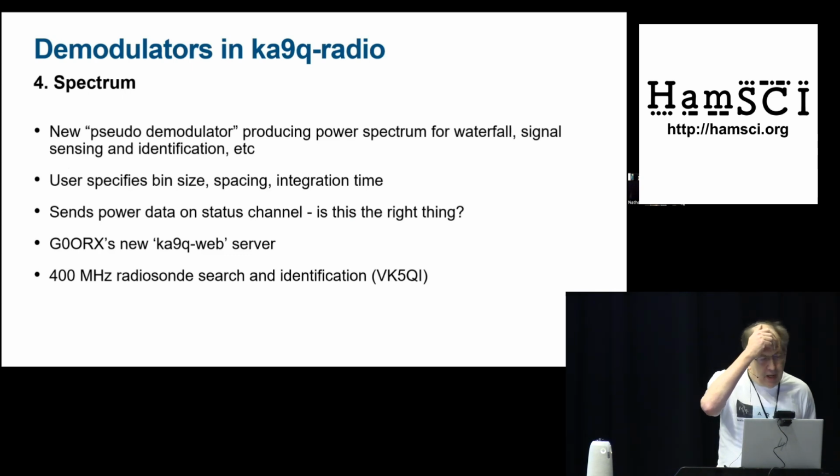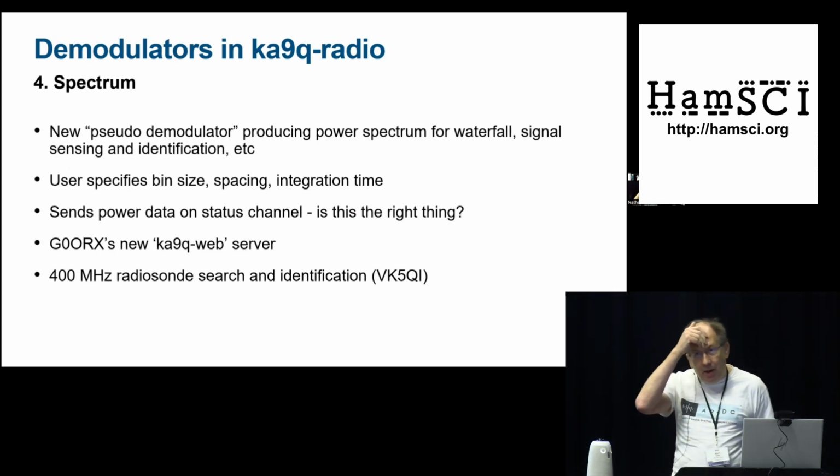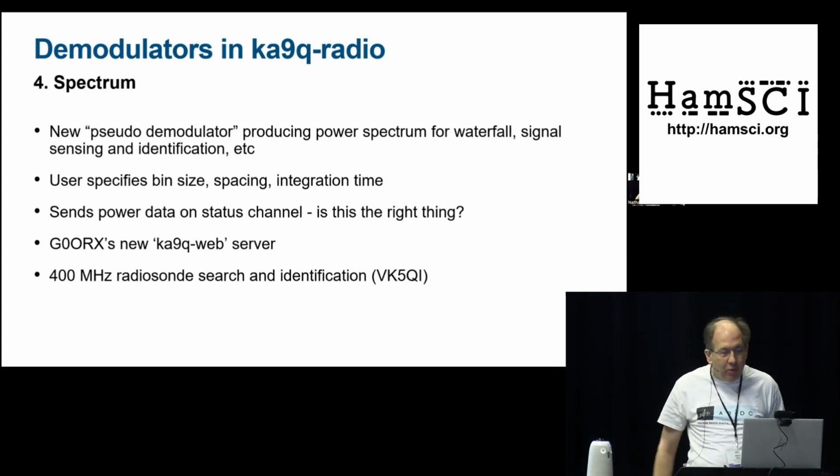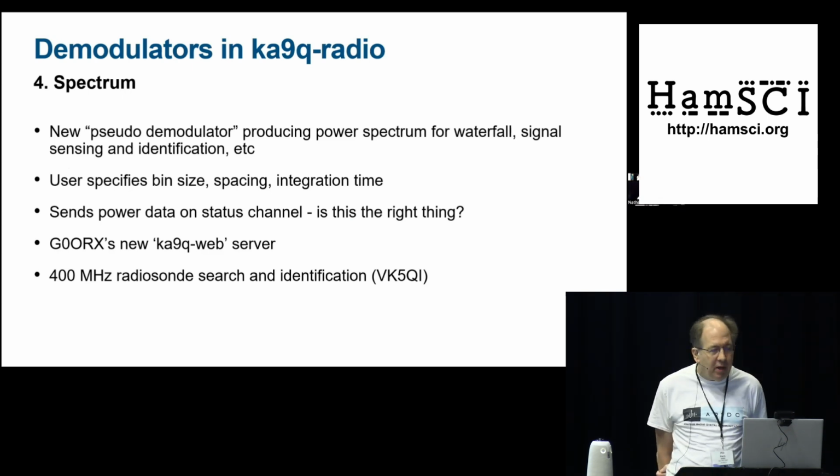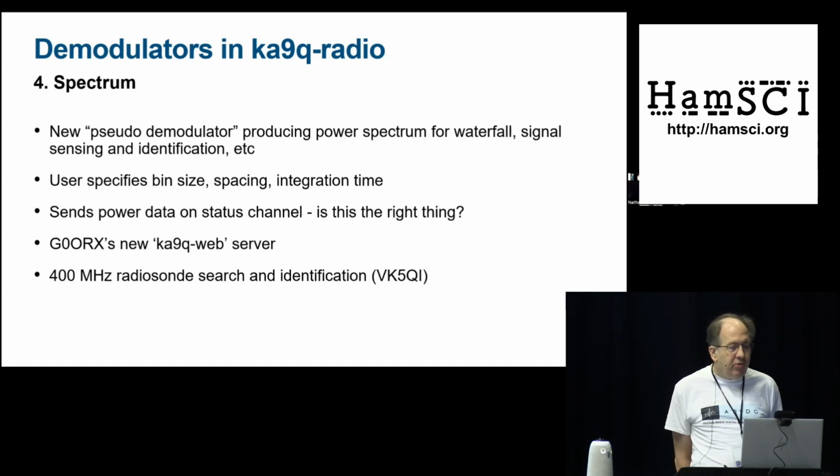And then the fourth one that I added just recently is a pseudo demodulator. I mean, it doesn't actually produce audio. What it does is it acts as a spectrum analyzer. Since I already have the front end data in the frequency domain, it's very easy to give the user a frequency plot or a spectral plot if that's what he wants. So you specify how many non-coherent bins you want, and what the integration time should be, and so forth. Right now, that data is sent back on the status channel.